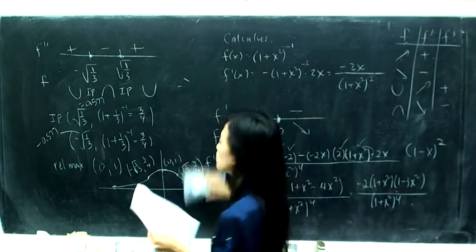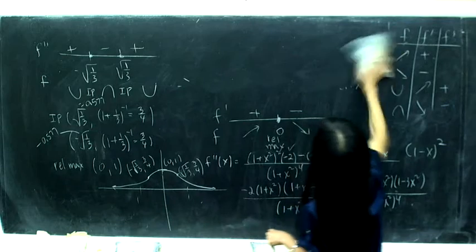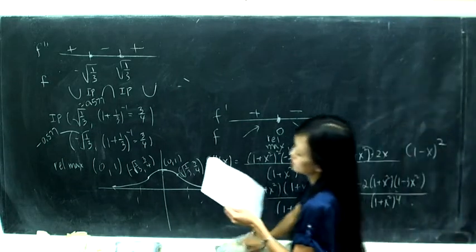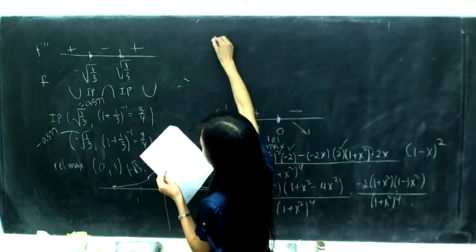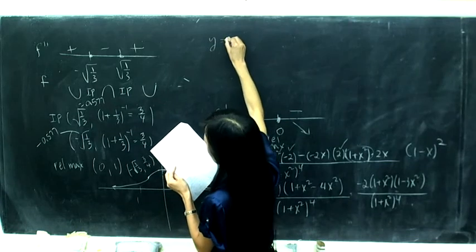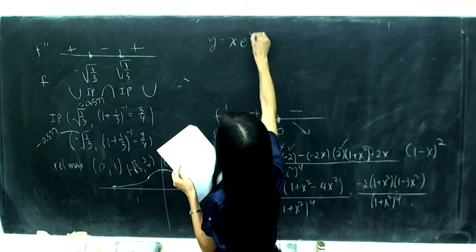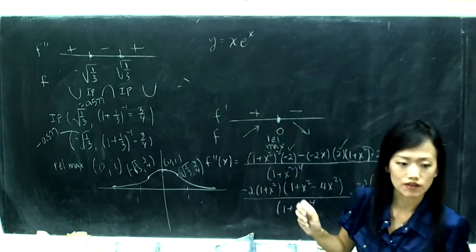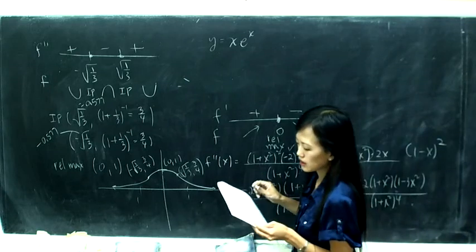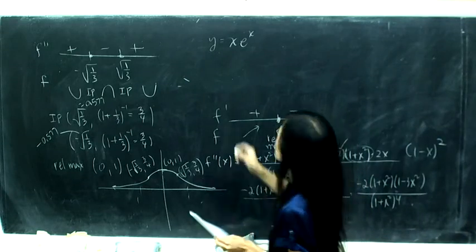Okay. Let's do one with e in it. So if it's y equals x times e to the x. It's like homework. Homework questions have stuff like this, right? x times e to the x. All right, how are we going to do this? Take the first derivative.